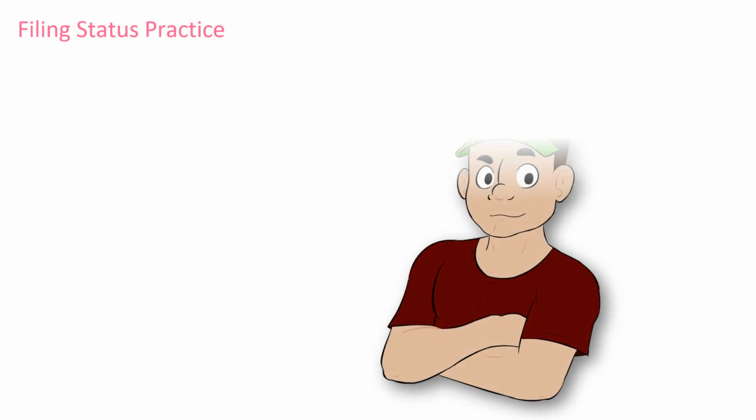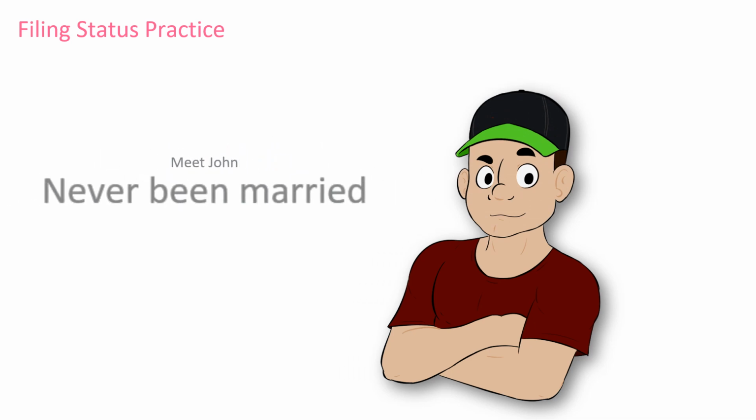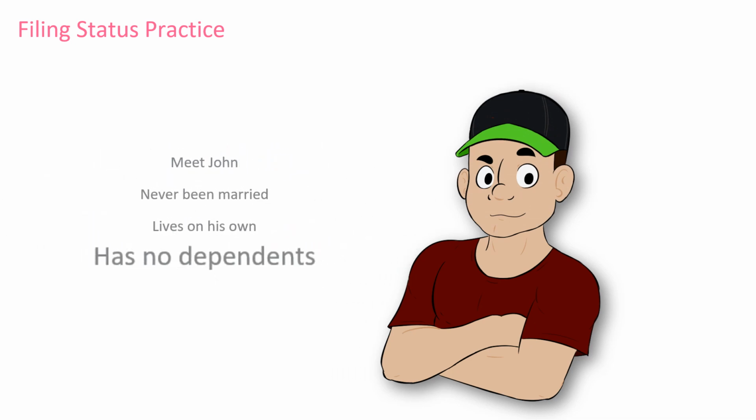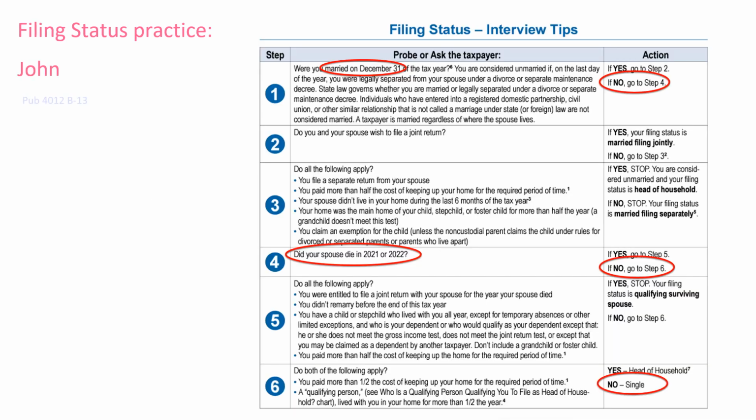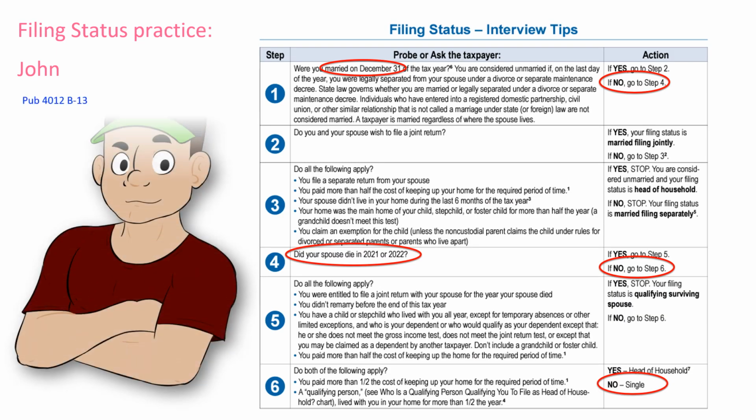Meet John. He has never been married, he lives on his own, and he has no dependents. Let's apply the rules to determine John's filing status. Step 1 is to determine if John was married at the end of the tax year. He was single, so we proceed to step 4. He did not have a spouse who died, so we proceed to step 6. He does not have a qualifying person that he supports financially to qualify him for head of household filing status, so John will file as single.